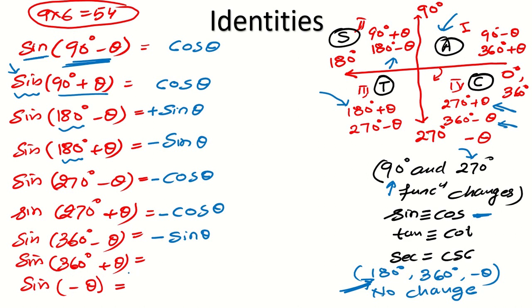Sine 360 plus theta means again it will be sine theta, and 360 plus, so it will be first quadrant. So it will be positive. It will not be negative this time. And sine minus theta. So minus theta means it lies in the fourth quadrant. And in the fourth quadrant, sine is negative. So here it comes minus sine theta.